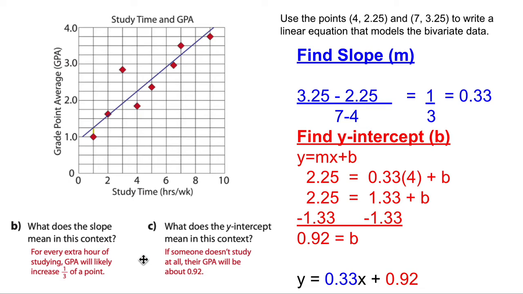So what does the slope mean in this context? For every extra hour of studying, your GPA will likely increase by 1/3 of a point, or by 0.33. So what does the y-intercept mean? This means that when you don't study at all, when x, your hours of study time, is 0, your GPA will be about a 0.92.